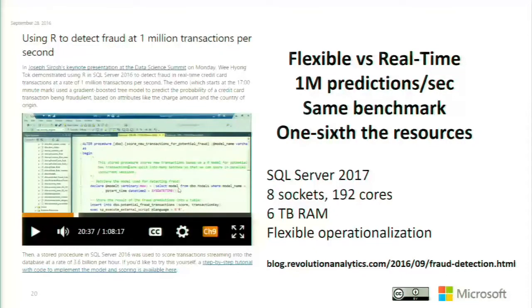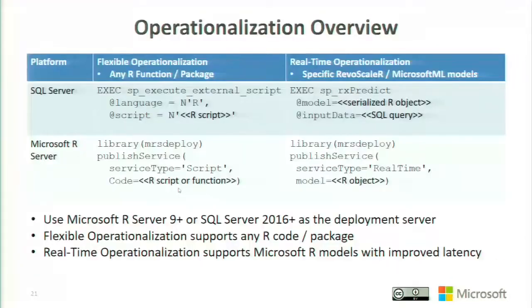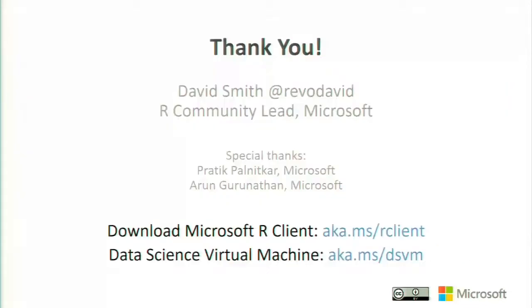I'll also say that if you'd like to reproduce these examples, I've got a slide here that just shows you the two different deployment modes, whether it is in SQL Server or in Microsoft R Server, and then the two different deployments, the real-time versus the flexible operation modes. And you can see it's pretty simple the way you do it depending on those. So in summary, you can either use Microsoft R Server or SQL Server as the deployment platform. If you want to use any R code at all, you can use that flexible operationalization mode that I described to you. Or if you want to use the new real-time capability and your model is one of those lists that I showed you earlier on, you can use the new real-time operationalization section.